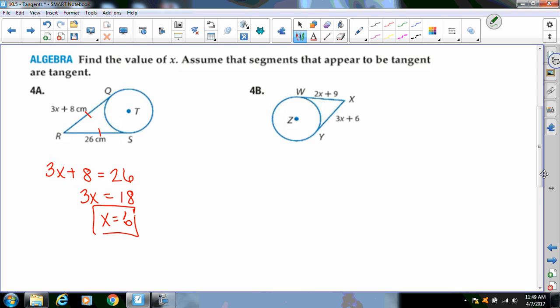Okay, on this one, again, they are tangent lines, both coming from x outside the circle. So that means those are equal. So I'm going to set them equal. 2x plus 9 equals 3x plus 6. I'm going to subtract 2x, so that gives me 1x. And I'm going to subtract 6, which gives me 3. So x equals 3.